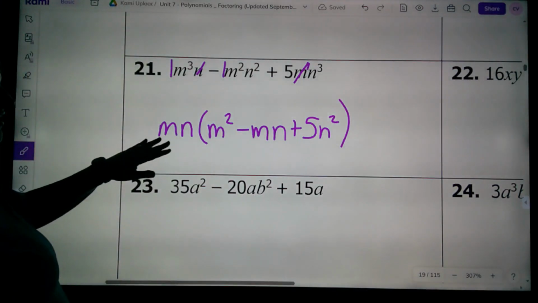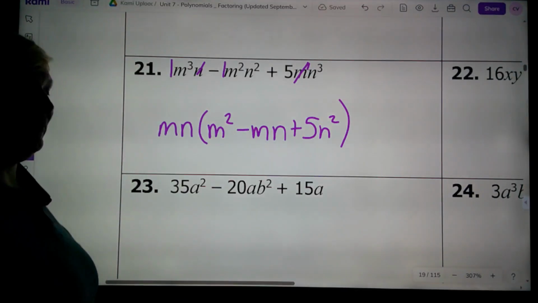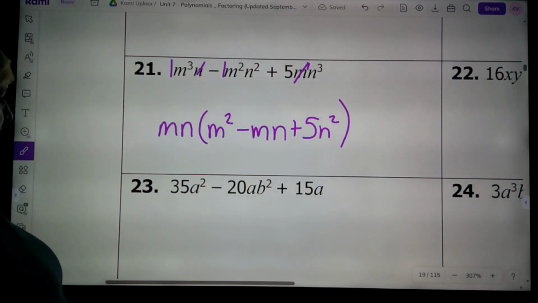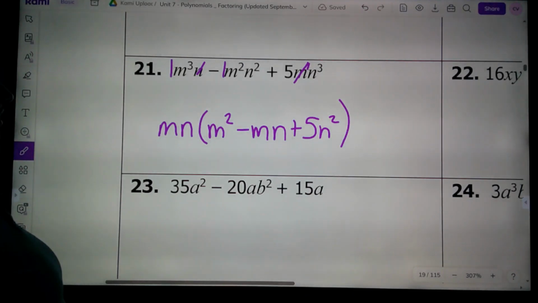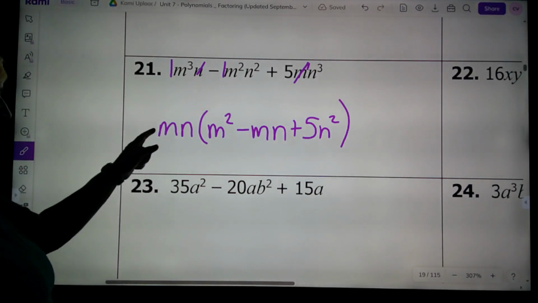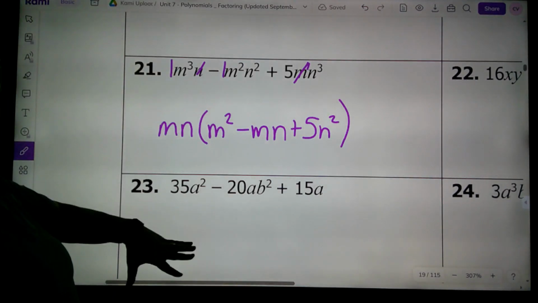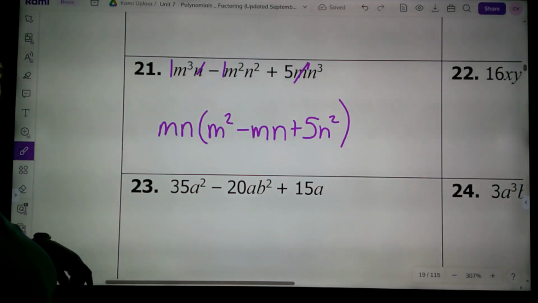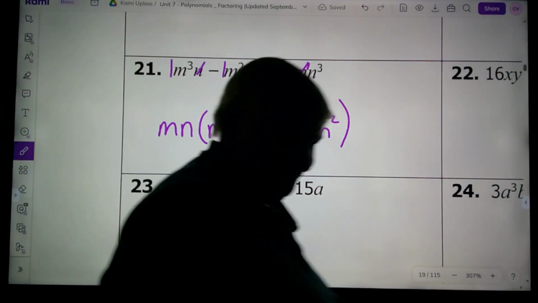And because they're alphabetical, M, Mn, N, they're in order. All we're doing is going backwards. Instead of distributing, we're pulling it out. We're pulling it back out. Do it with me. We're pulling it back out. No? Okay. I feel that.